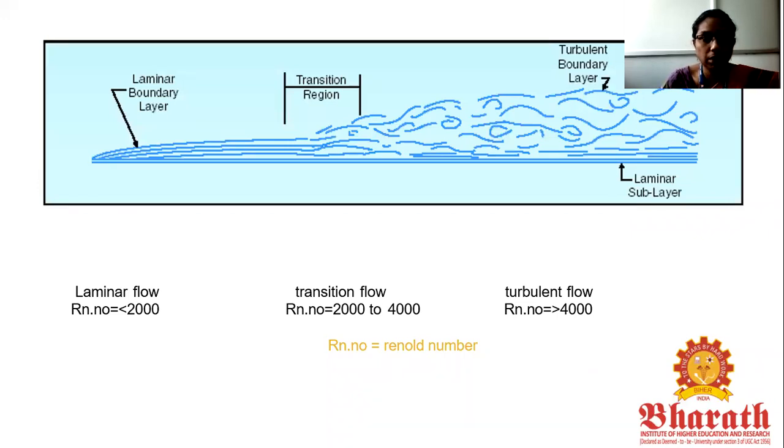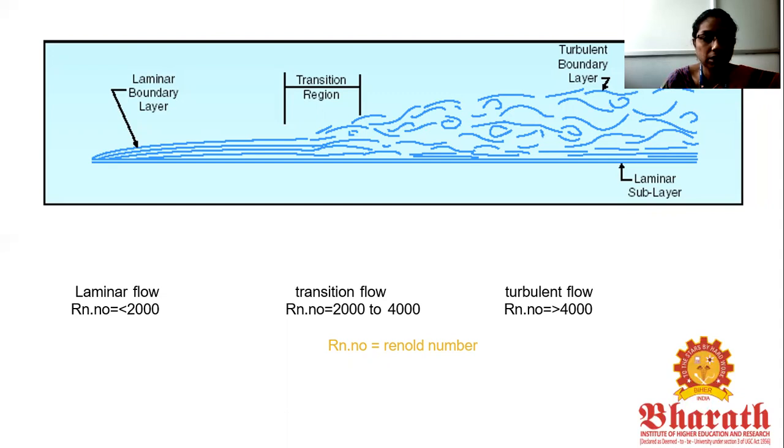So based on the Reynolds number, we are classifying the flow into laminar flow, turbulent flow and transition flow. Reynolds number is a dimensionless number. Based on its value, we are classifying the flow of the fluid. It is clearly given in the diagram. You can see the laminar boundary layer which is uniformly distributed, and you can see the turbulent boundary layer. Under the turbulent boundary layer you can see the laminar sublayer, and the change from laminar to turbulent is the region called the transition region.